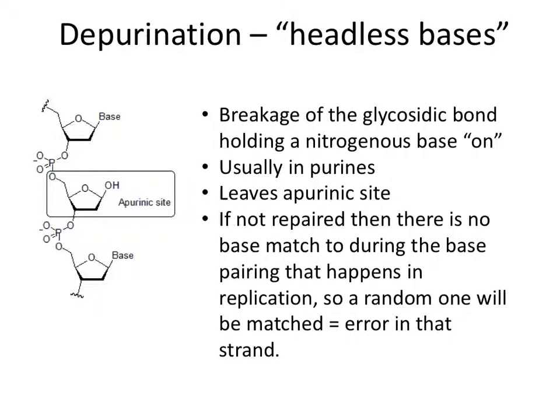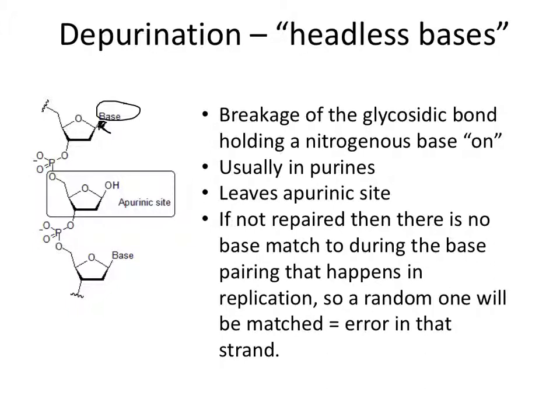Rather than deamination, you can also have the situation where you lose the entire nitrogenous base. And this happens most commonly in purines. And it occurs when the glycosidic bond that holds the nitrogenous base onto the rest of the nucleotide is broken. Okay, so here's the base here. That's the glycosidic bond that I'm talking about.